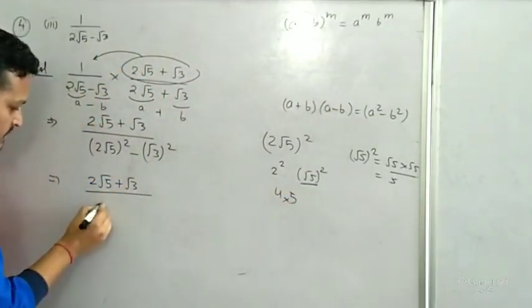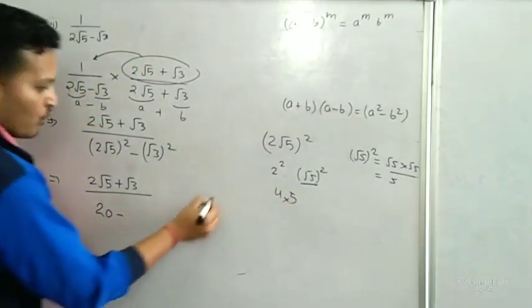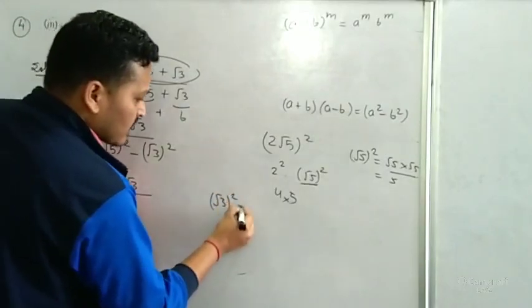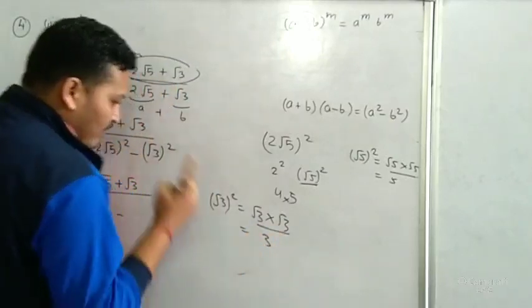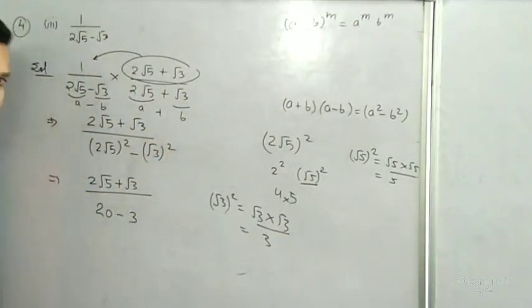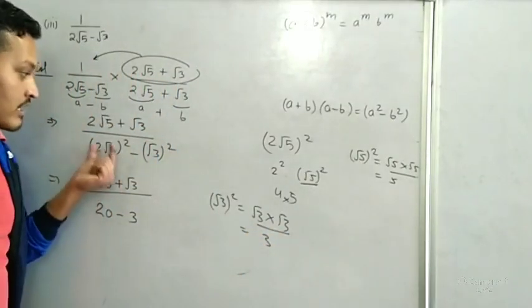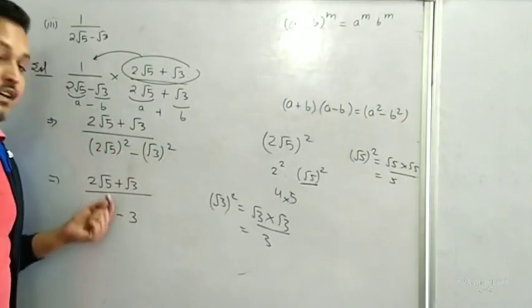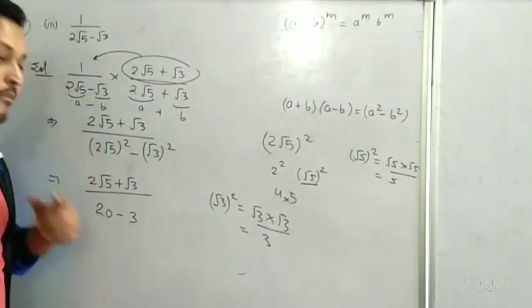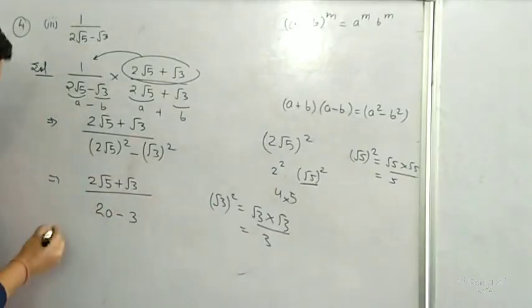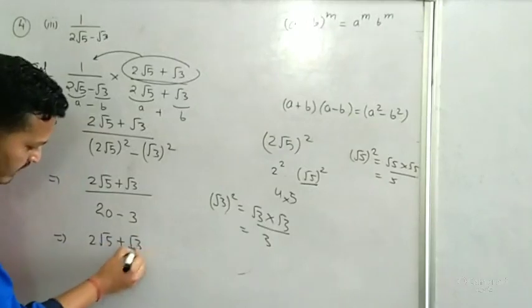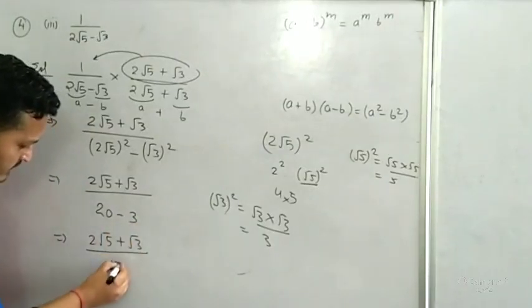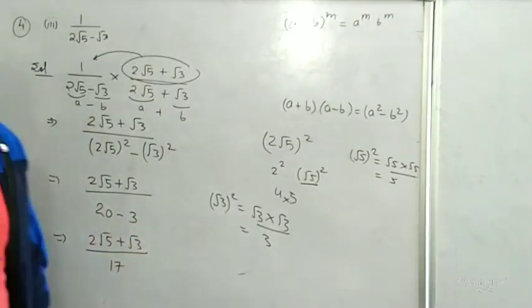So 4 into 5 is 20 minus root 3 and its square. Root 3 its square means 2 times multiply, so it will be one complete number, 3. Now remove this. The sign of square root is terminated from the denominator. So our answer will be 2 root 5 plus root 3 upon 20 minus 3, 17. This is the solution of this question.